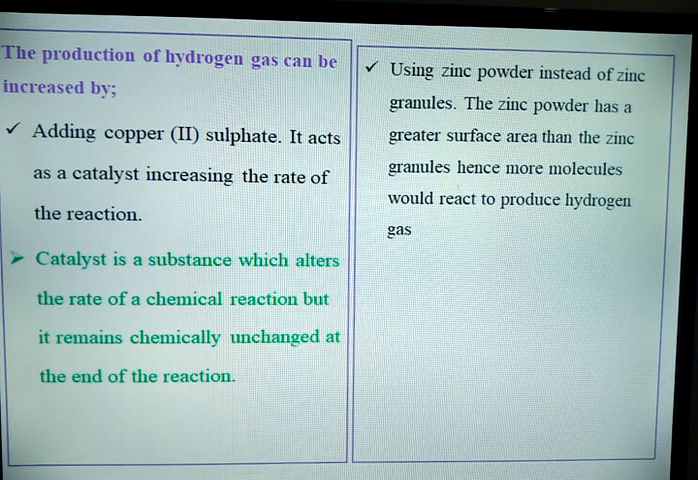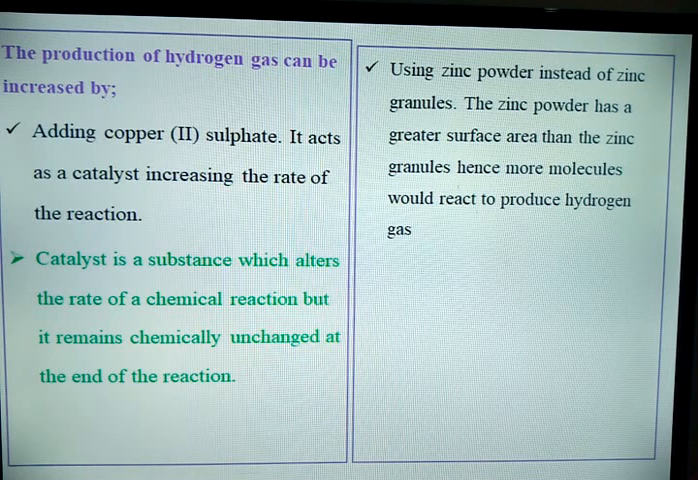This can be inserted into the description we've used in preparation of hydrogen. Insert it at the point which says that when we added zinc into a flat bottomed flask, then add a little copper 2 sulfate to speed up the rate of the chemical reaction. You can insert that point there, or you can ignore it, because this is simply a catalyst. Even if you don't put it there, the reaction will proceed.